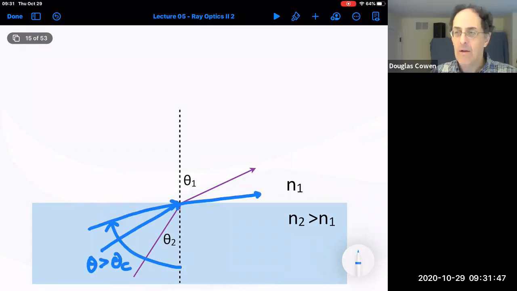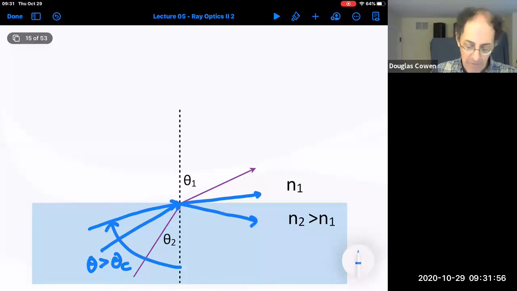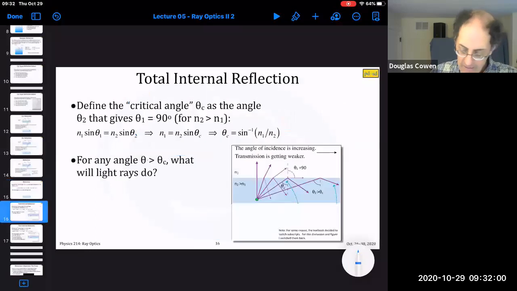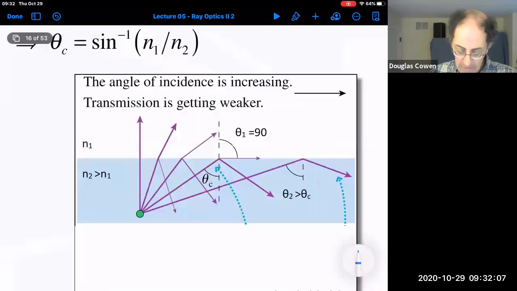So some people have written down that it reflects, that you get total internal reflection, and that's correct. The light will just bounce down this way, and none of it will be refracted. None of it will leave the interface. It will stay in the glass or in the water, whatever n2 represents. So here's a picture of what's going on.